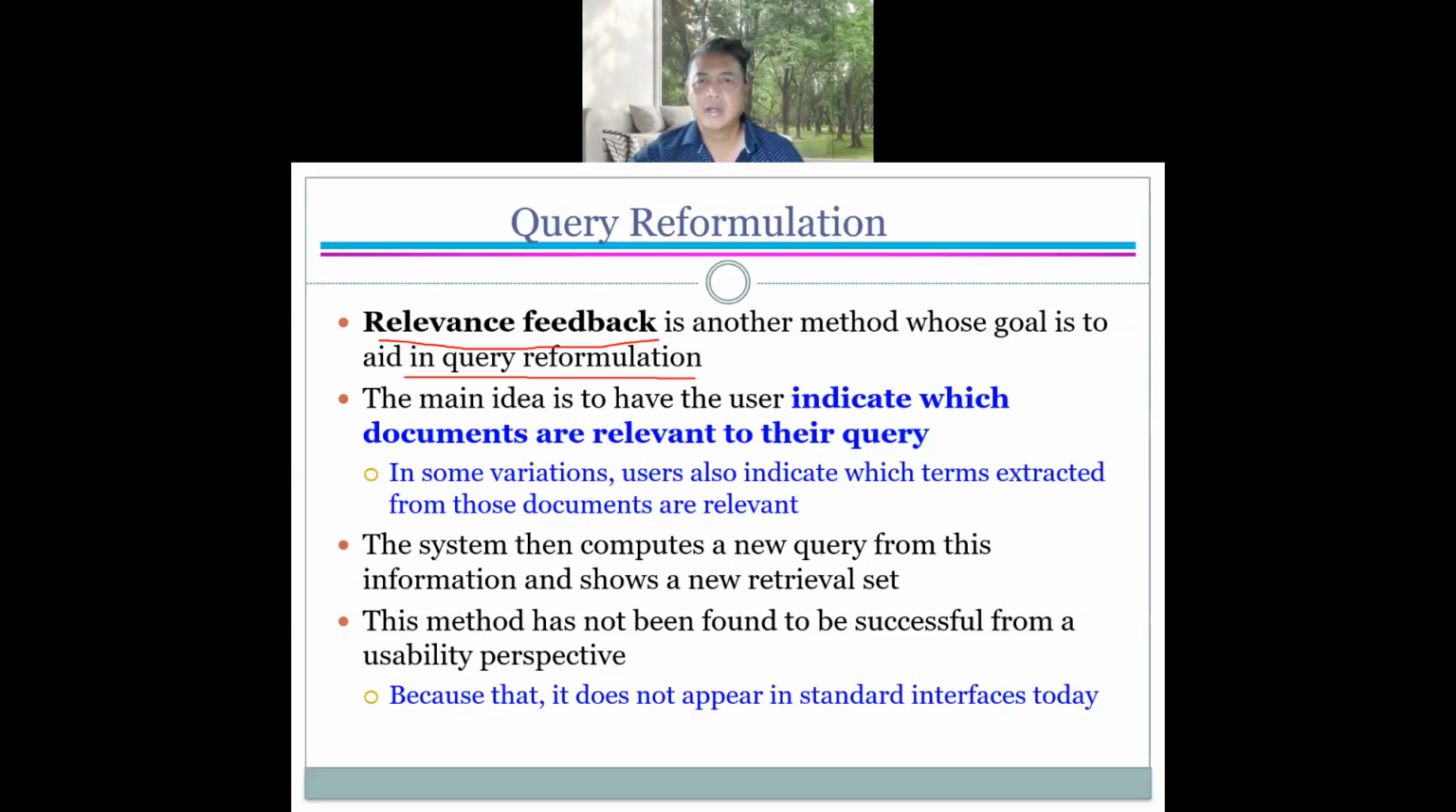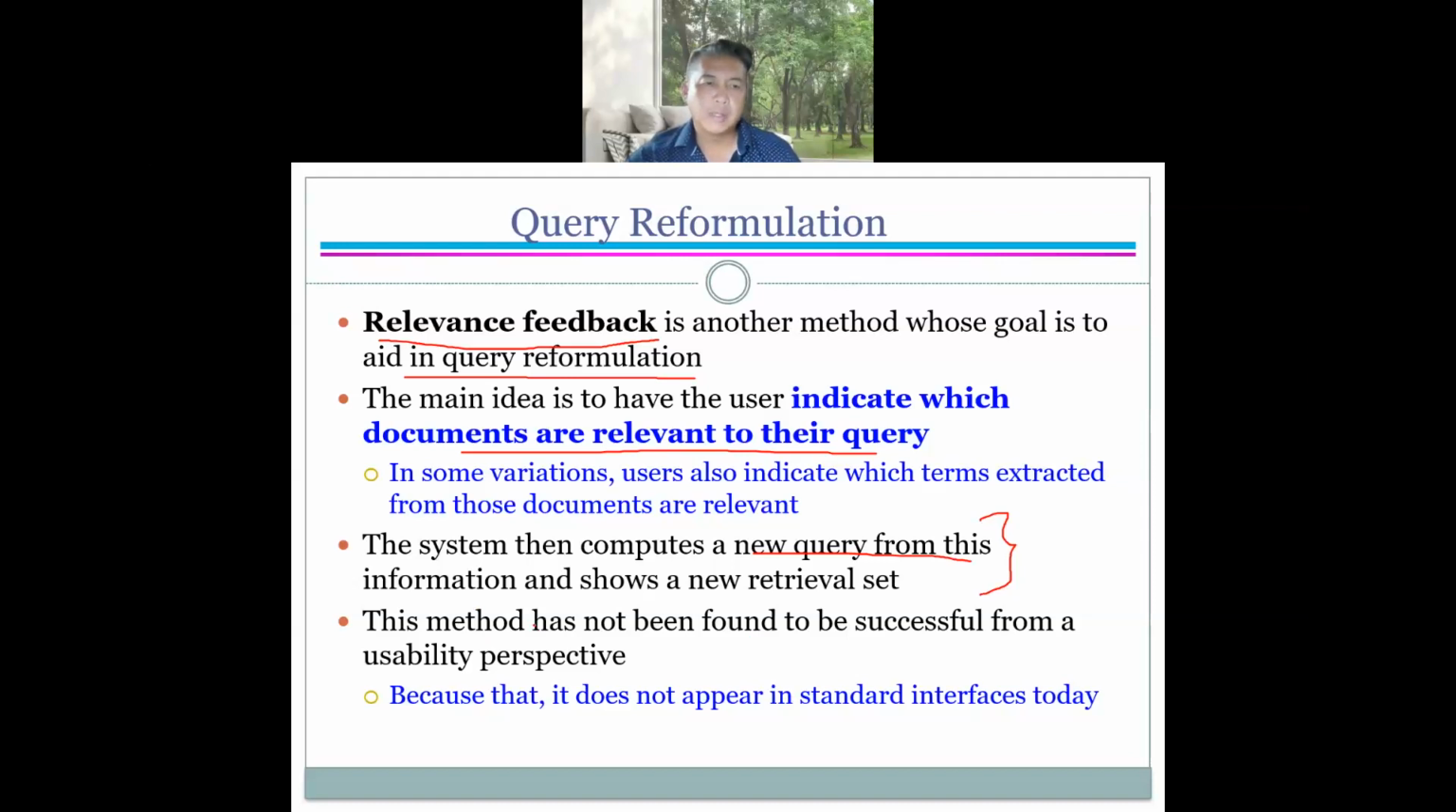Okay? So the main idea is to have the user indicate which documents are relevant to their query, based on the click or, with a more advanced technique, based on the eye movement, where they read the summary of the result. Okay. The system then computes a new query from this information and shows a new retrieval set. So based on the information that they capture, they will show the new retrieval set.